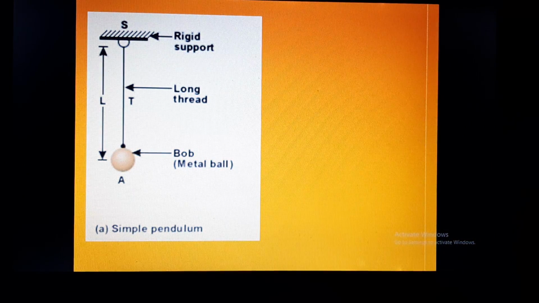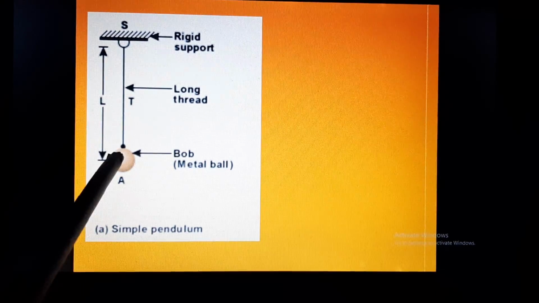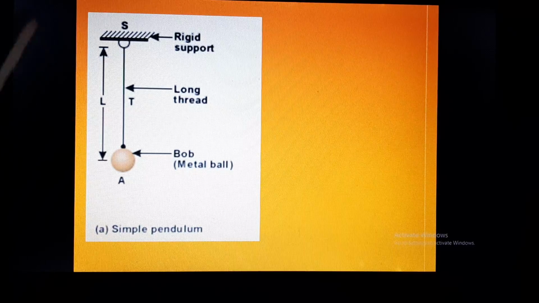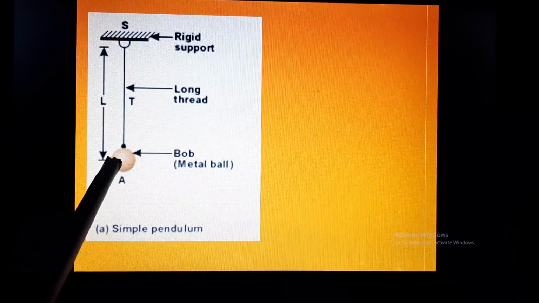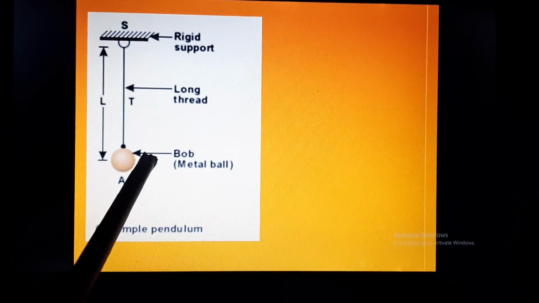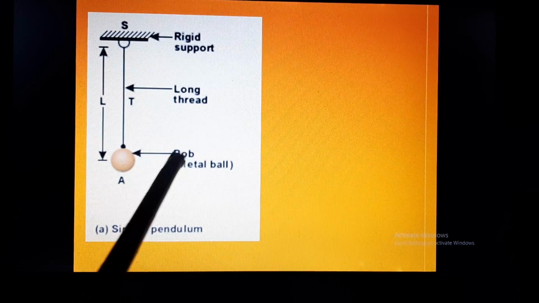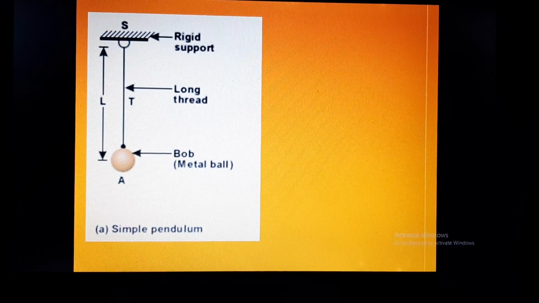So here you can see how a pendulum looks. A pendulum consists of a metal ball which is called the bob. It is suspended through a rigid support from a long thread. Now you can see through this long thread this bob is able to move back and forth. So this is the periodic or oscillatory motion.